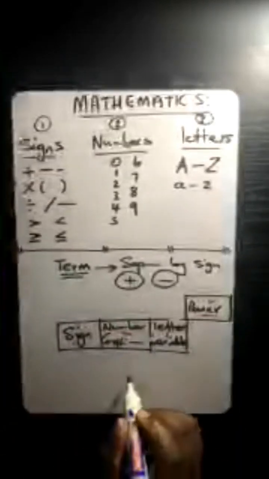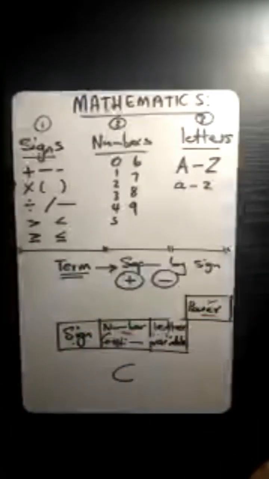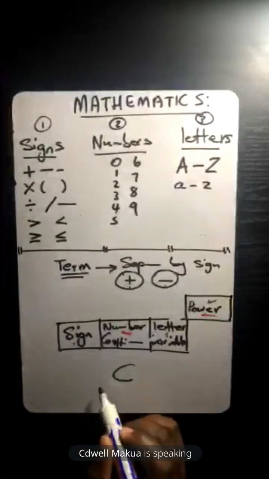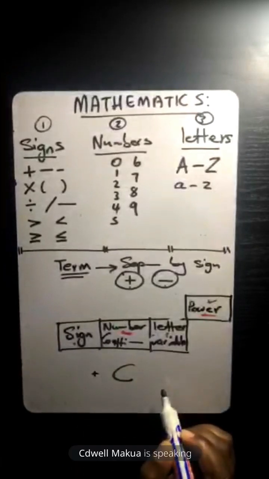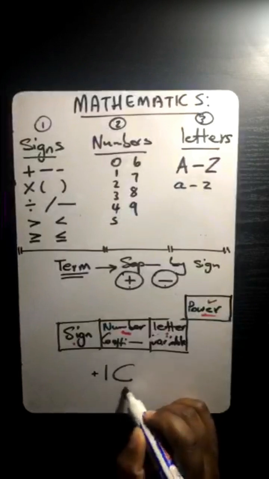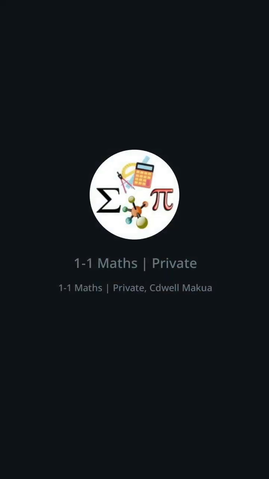Maybe let's do this one, c, for Sidwell. Try to interpret that one based on all of those. For sign, I will have a positive sign. For number, I will have 1. Yes, invisible 1. And for the letter, we already have c. And for power, we will have a positive 1 also. Yes, a positive invisible 1, 100%.